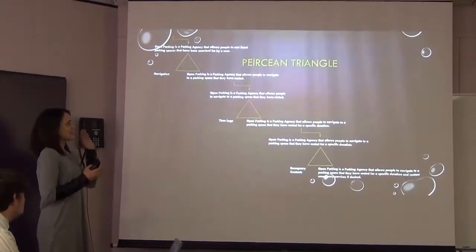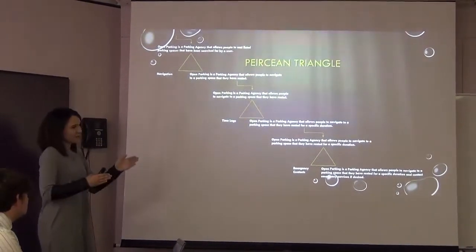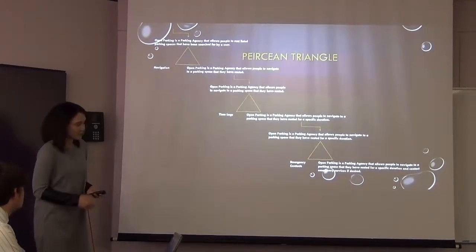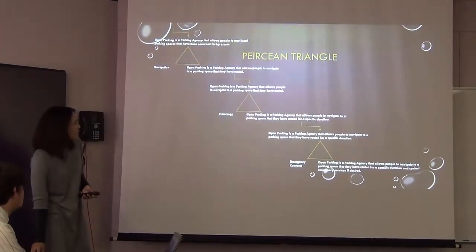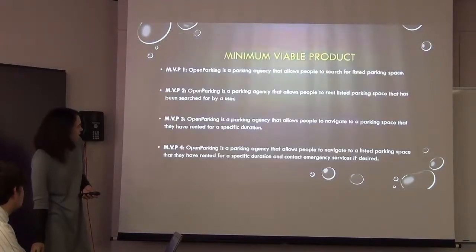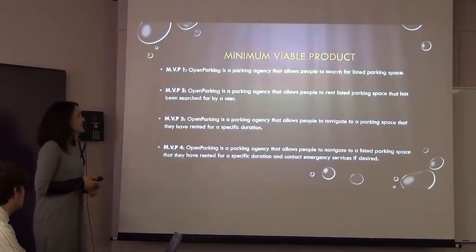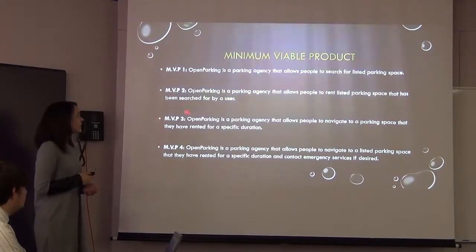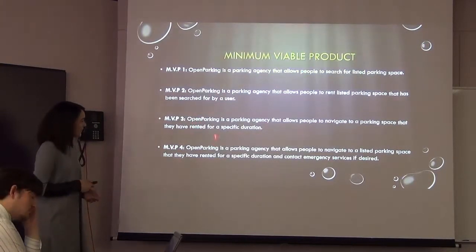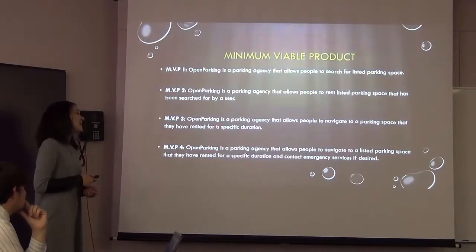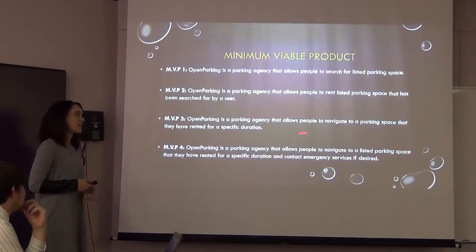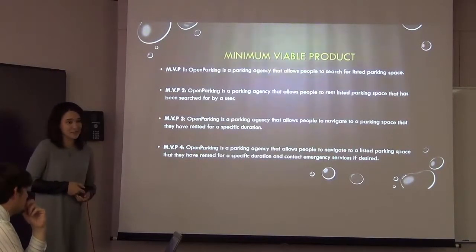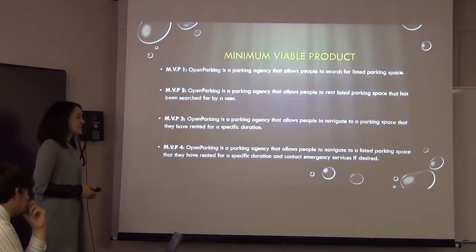You will see that the themes are directly related from the 4 key objects. As I just said, our minimum viable project was developed from this, and then our final minimum viable product is, as I said, a parking agency that allows people to navigate to a listed parking space that they have rented for a specific duration and to contact emergency services if desired.